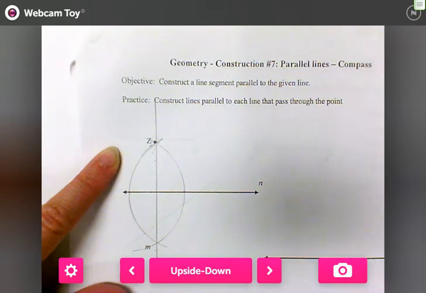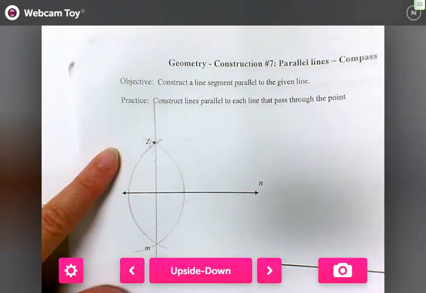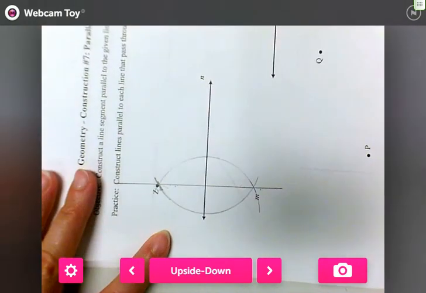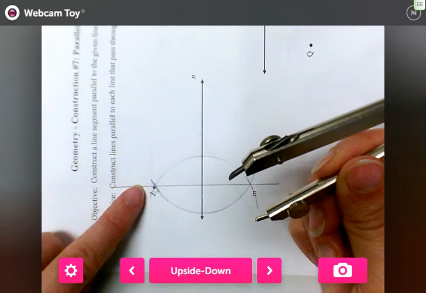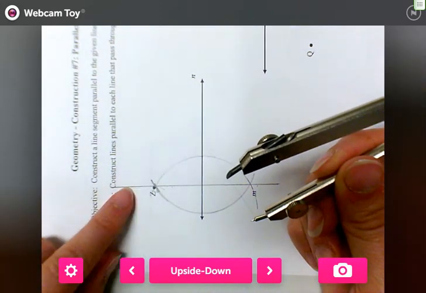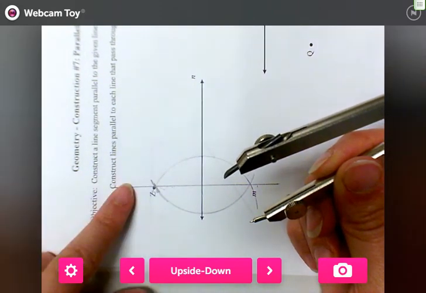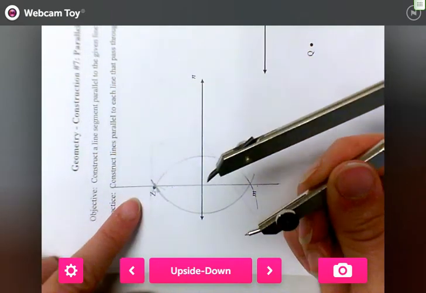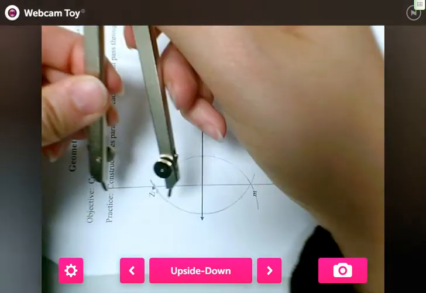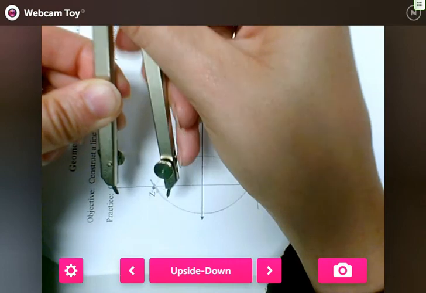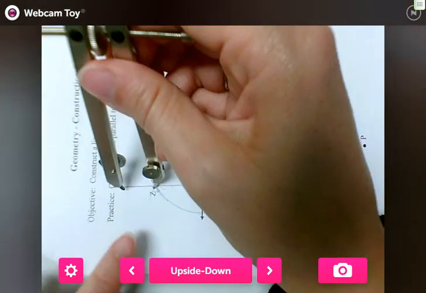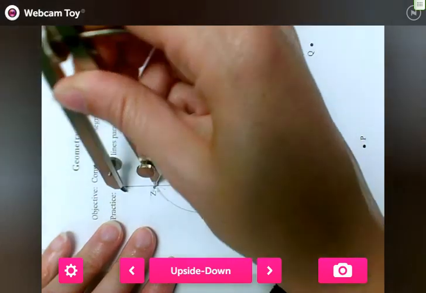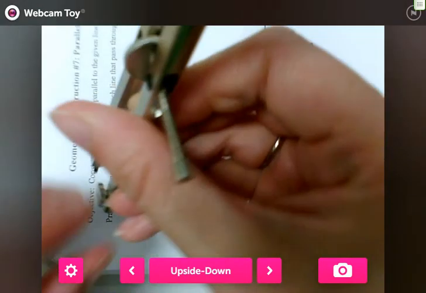Okay, now we're going to pick this up. We're going to turn it sideways. Now we're going to do the exact same thing we just did on number 6. Exact same thing we did on number 6. So I'm going to make my compass a little bit smaller, and I'm going to put the pointy end on my point and make the arcs on either side of it.